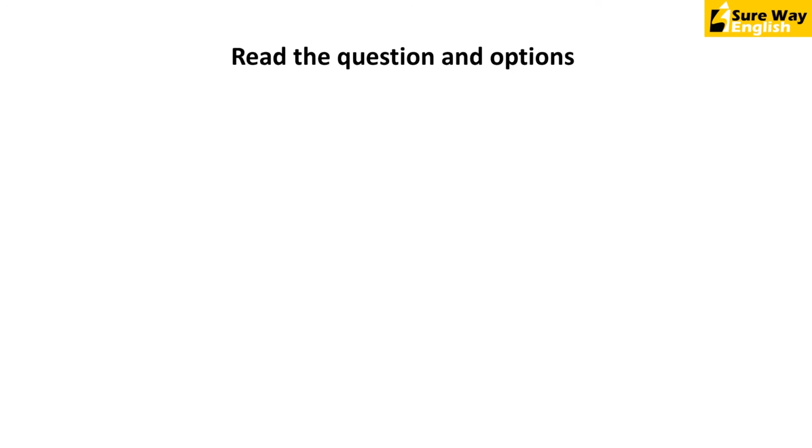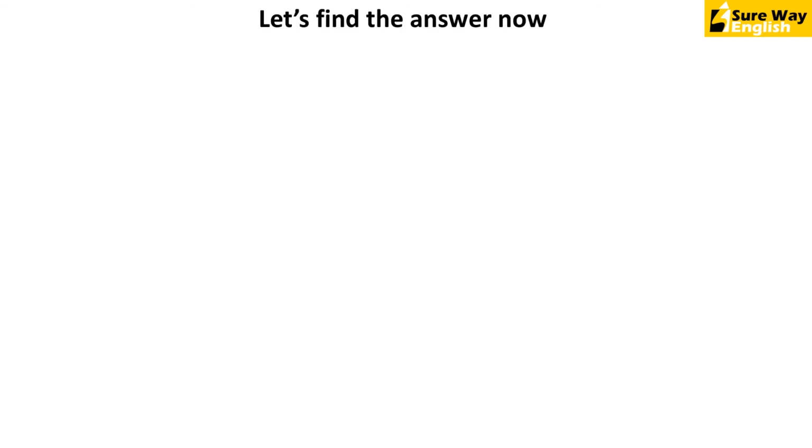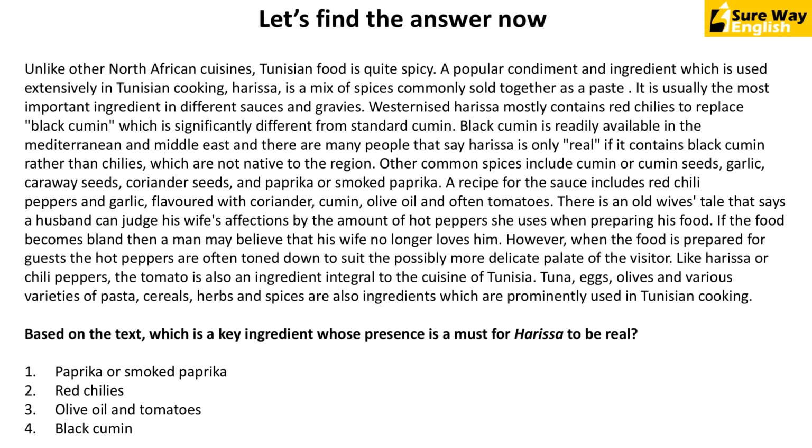So, as always, we will read the question and the options first. The question is, based on the text, which is a key ingredient whose presence is a must for harissa to be real? We have been given a list of ingredients, and we have to find which is the key ingredient whose presence is a must for harissa to be real. So harissa sounds like some kind of a dish or a food, and which ingredient is a must for that food to be real. Now let's find the answer.